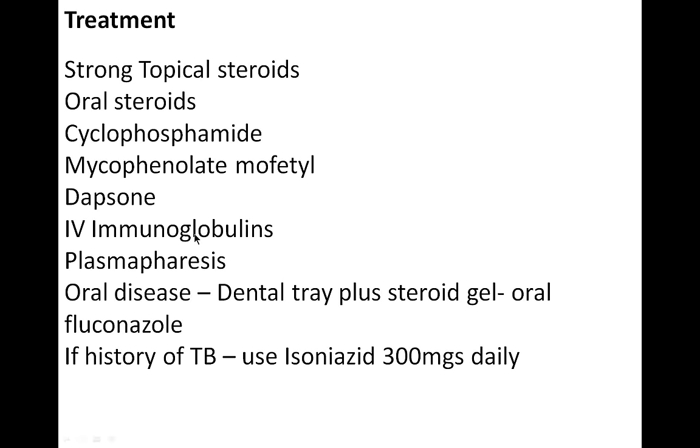Plasmapheresis is a method by which you siphon off or filter off some of these immunoglobulin molecules, and it can be useful in the short term to give someone relief, but you need a specialist center to be able to carry that process out. Some specific forms of IV immunoglobulin therapy can be used, which seem to have a beneficial effect in patients with pemphigus.